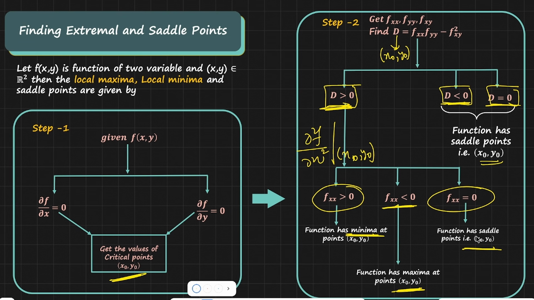So whenever you have D less than 0, D equal to 0, and f of xx equal to 0, your function will have saddle points. The nature will be a saddle point for these critical points. Okay, this is the flow. This is called the derivative test for finding the extremal and saddle points.